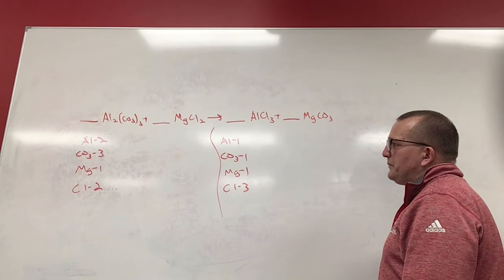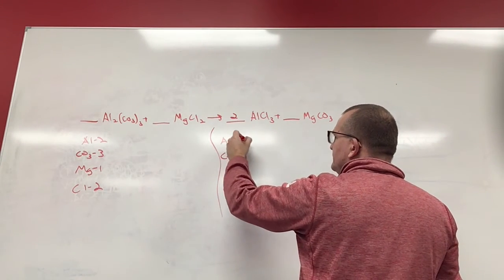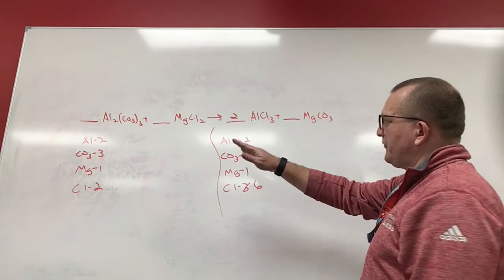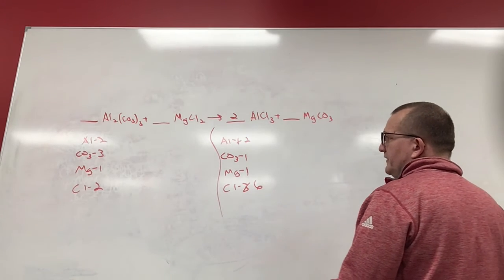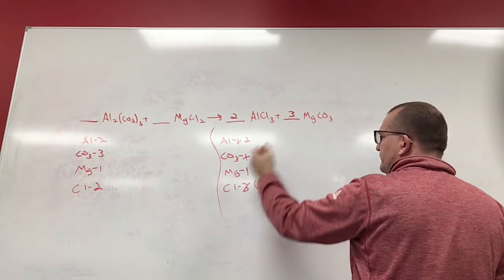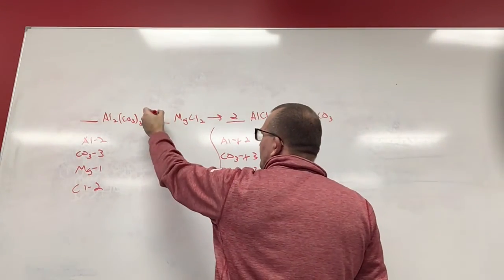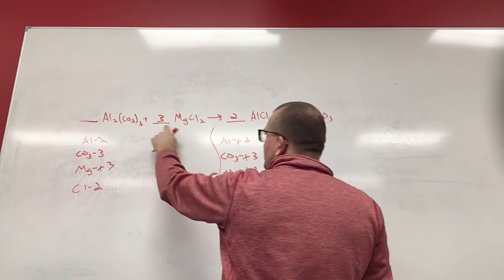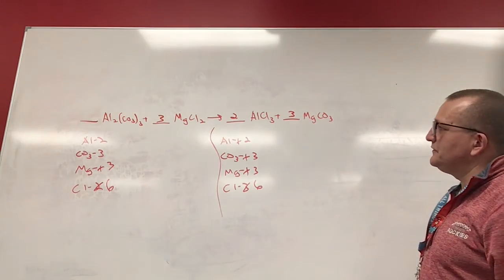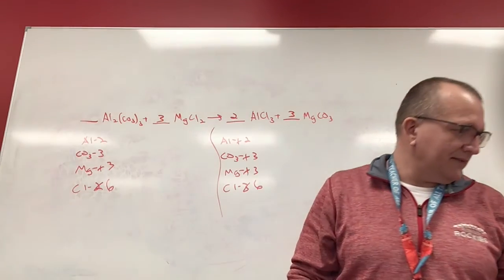So my Als aren't balanced, so I go Als first. I'll put a 2 here. Gives me 2 Als and 6 Cls. My CO3s, I got 3 on this side, 1 on this side, so I want to put a 3 here, right? It gives me 3 carbonates, but it also gives me 3 magnesiums. Now my magnesiums are 3 and 1. I put a 3 here. In doing so, that gives me 6 Cls, which works out. So here I'm balanced. 1, 3, 2, 3 is balancing that one.